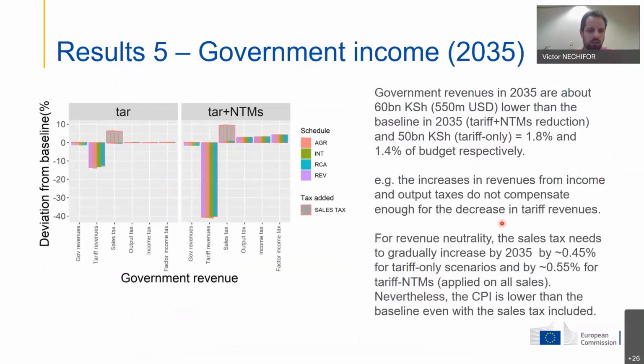Government income, just to say that without the sales tax, we do see a net negative impact on government revenues for both tariff only and tariff plus NTMs. But to obtain revenue neutrality, the sales tax would need to increase by about 4.5%. This is applied to all sales. But nevertheless, we don't have a graph for this here, but the CPI, even with the sales tax included, is still below the baseline. So consumers will see a drop in prices even with the sales tax.